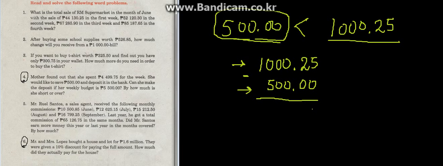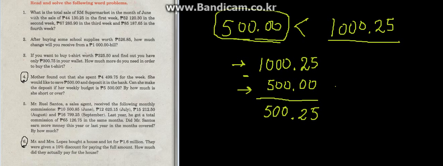Then if we subtract, we'll get 5 minus 0 is 5, 2 minus 0 is 2, 0 minus 0, 0, 0 minus 0, 0, 0 minus 5, so we'll borrow 1 from this, so 10 minus 5 is 5. 1 is now a 0. So 525 hundredths. That's how much money she will have after depositing in the bank.